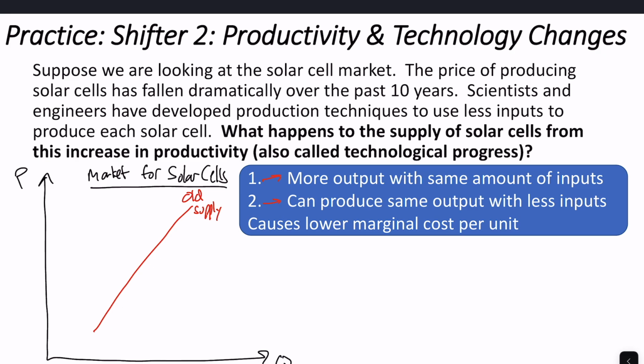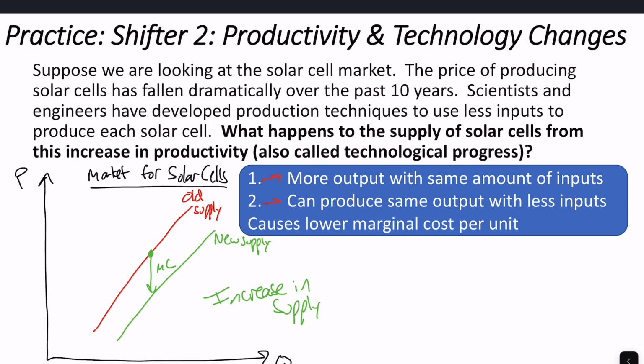So if you have increases in productivity, right, for every given unit, our marginal costs are going to go down. And if our marginal costs go down, we have our new supply curve. Right? And that's going to be a shift to the right. And so we can see that this is going to be an increase in supply. Right? So if productivity goes up, that's going to drive down our marginal costs, and we'll have increases in supply.